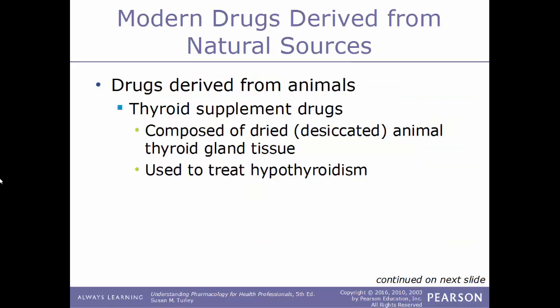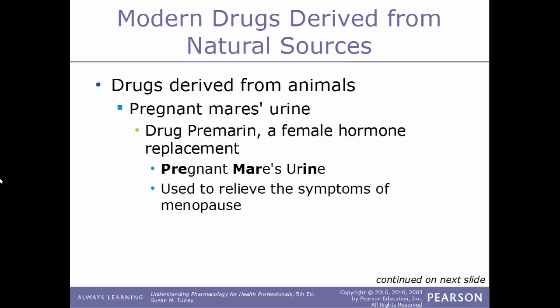Now, drugs can be derived also from animal sources. An example of that would include thyroid supplement drugs. These are composed of dried or desiccated animal thyroid gland tissue. This is used to help treat hypothyroidism. Another example of that would be a pregnant mare's urine. So this helps to form the drug Premarin, which is a female hormone replacement.